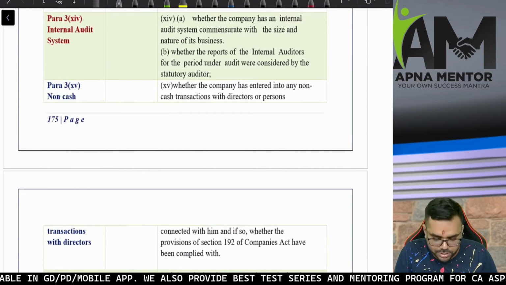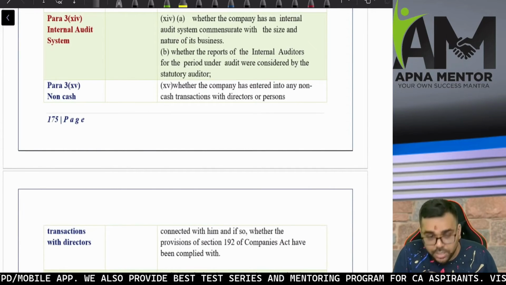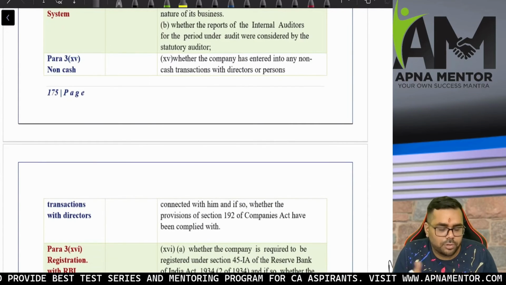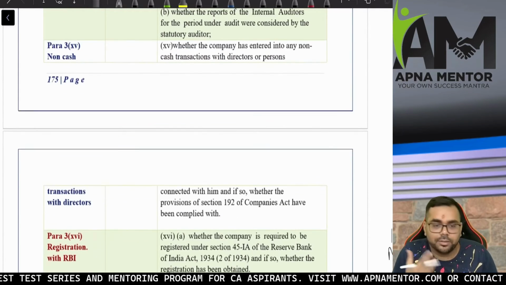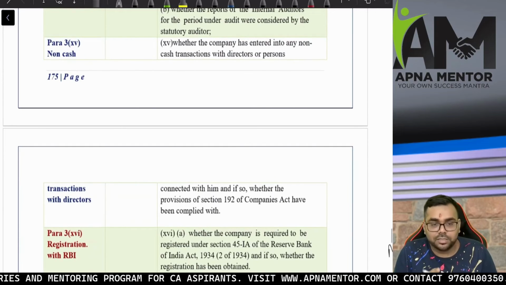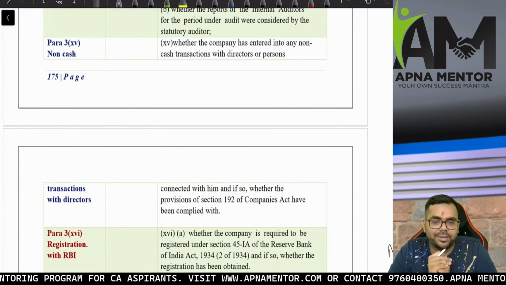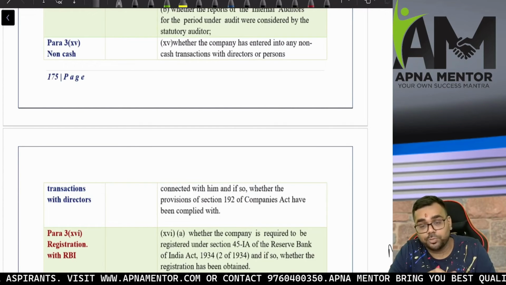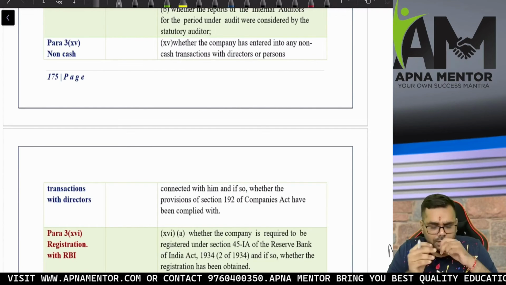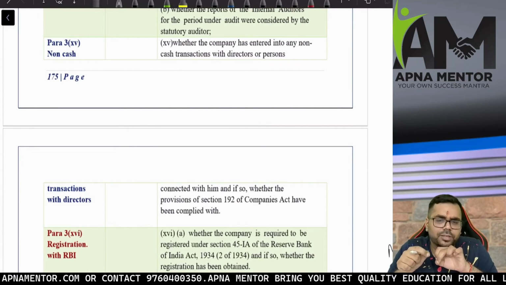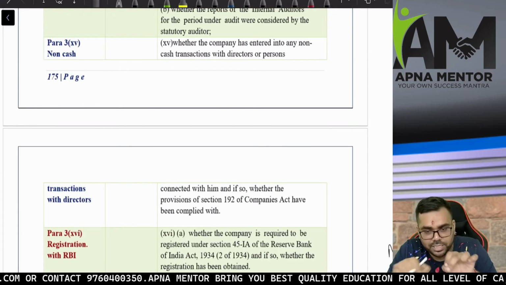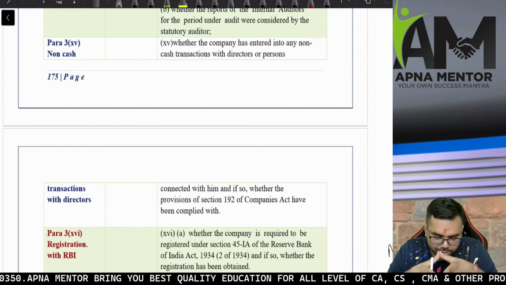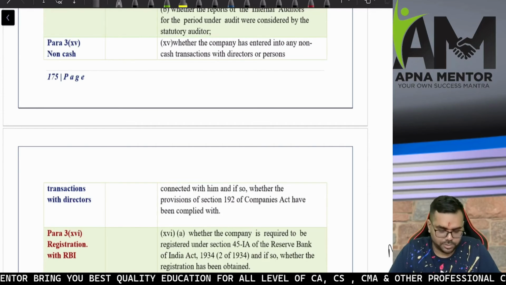Now what the internal auditors observed, they observed that a lot of non-cash transactions are being entered. So the next clause is non-cash transactions, clause number 15. Whenever the company enters into a non-cash transaction, section 192 is applicable and the conditions of section 192 have to be complied with. If you remember, along with the notice of the meeting, a registered valuer report is to be given or is to be obtained. So if the company has entered into any non-cash transaction, we need to report the compliance of section 192.